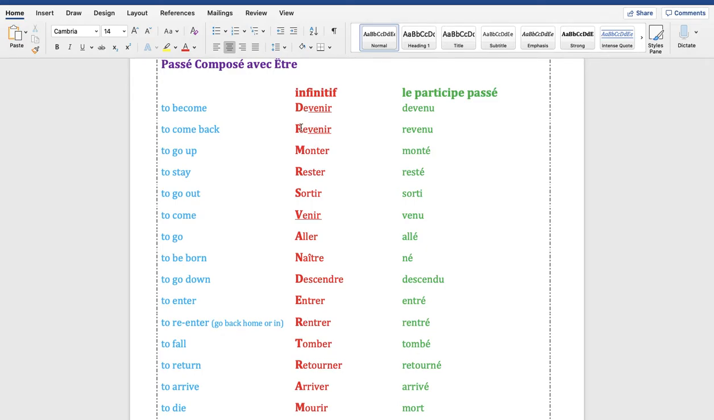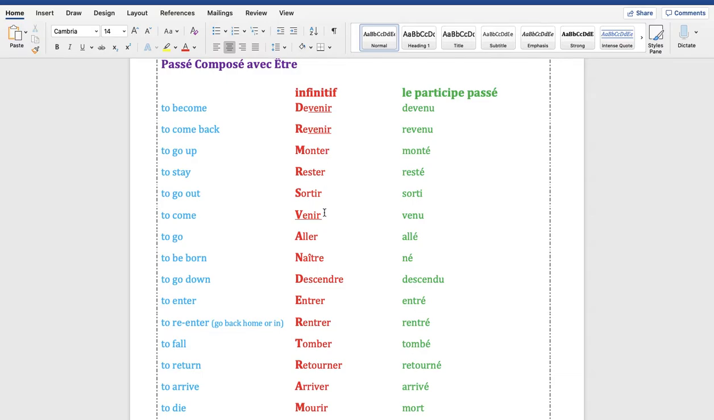So devenir, revenir, and venir, they have an irregular past participle because, as you can see, they end with an IR. Had they been regular, it would be an I ending, just like finir and choisir. Instead, it's a U ending. So that is irregular. But really, you're learning three verbs for the price of one. You know that venir is venu, so it's devenu and revenu.